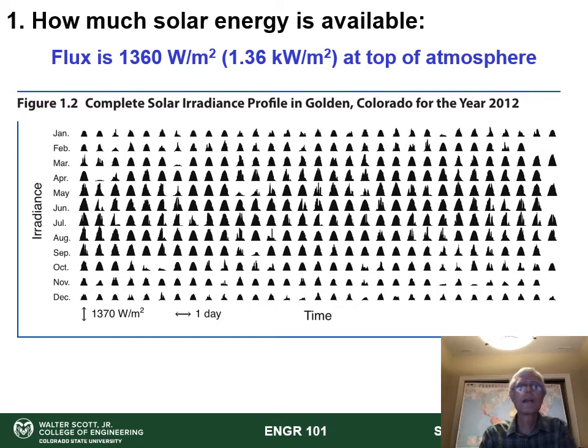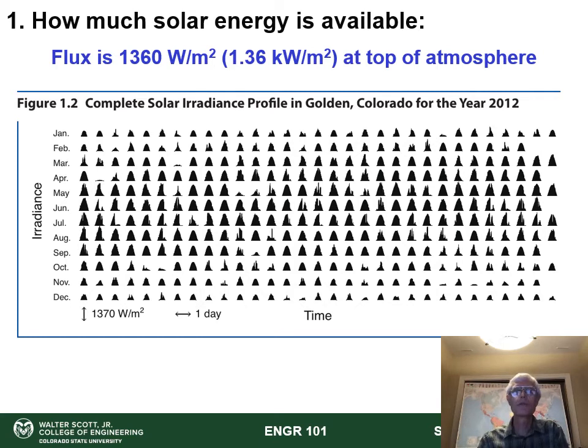So what you're seeing here is an analysis that was done by the National Renewable Energy Laboratory, which is located in Golden, Colorado. And for the year 2012, they actually measured in those little graphs that you see how much solar energy actually reached the ground there. And you can see that their maximum scale is 1370 watts per square meter, so that's the same kind of flux that there would be at the top of the atmosphere. And you can see that the peaks are typically at the middle of the day, but there are cloudy days.